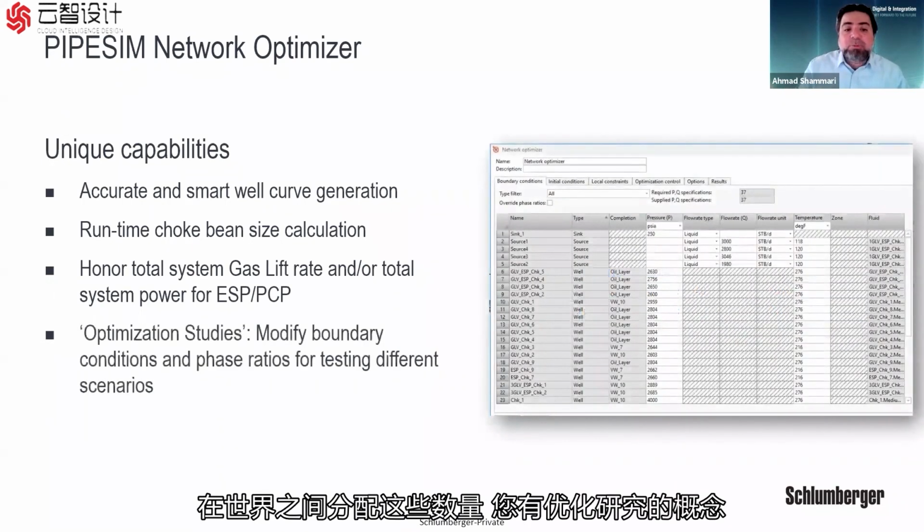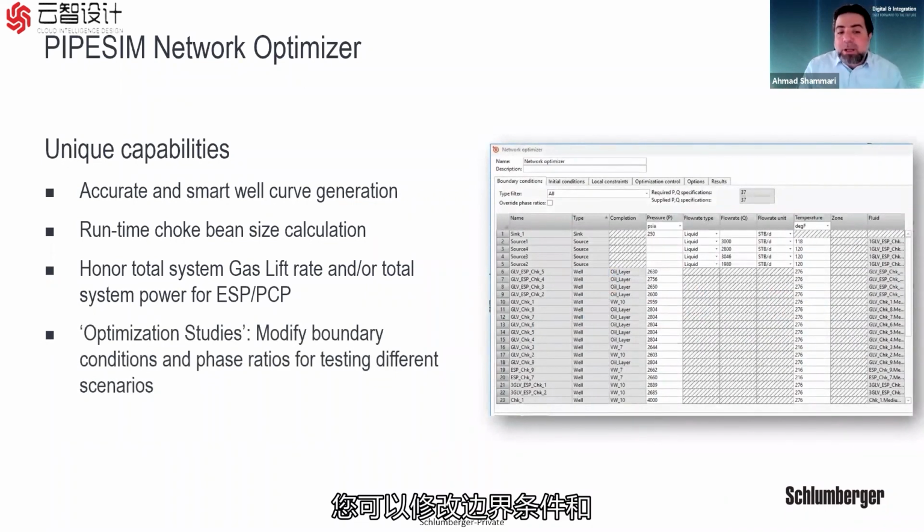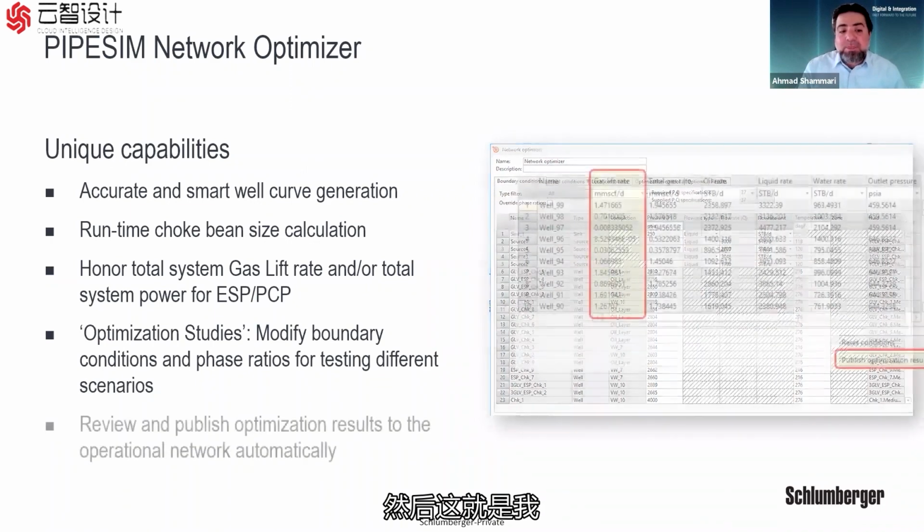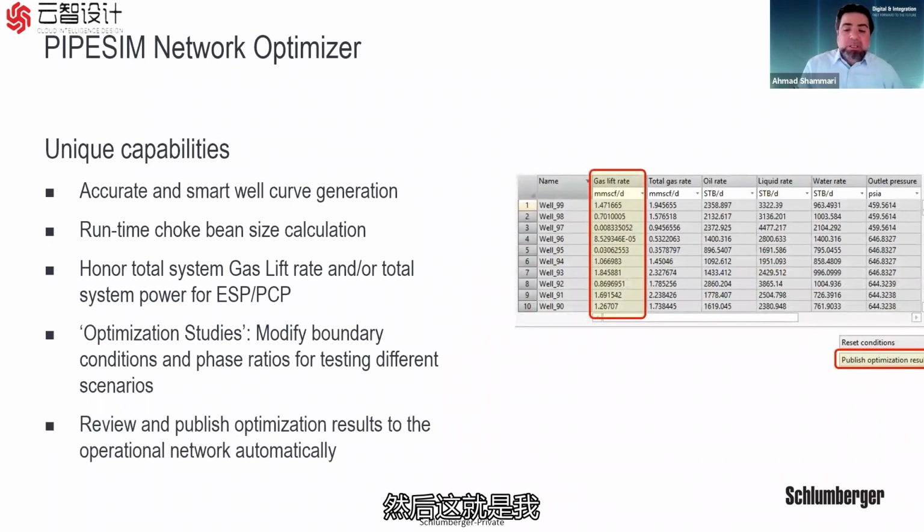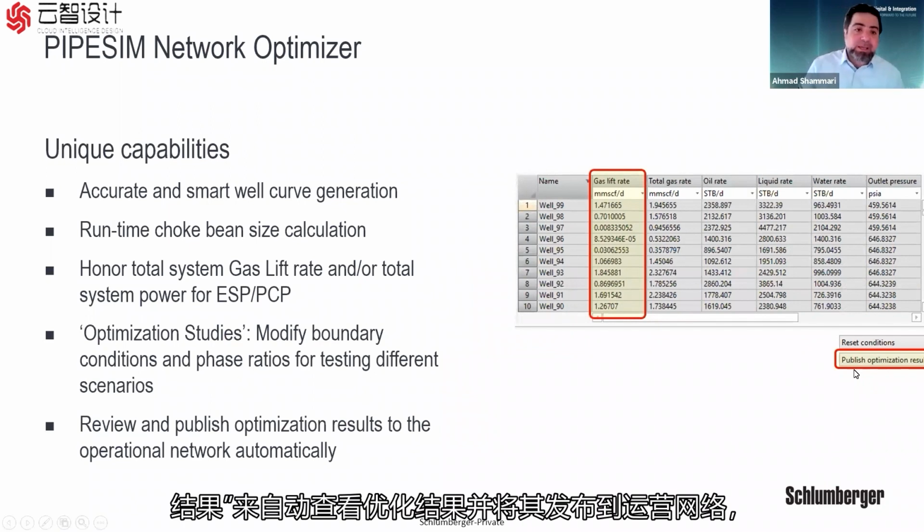You have the concept of optimization studies. You can modify boundary conditions and phase ratios for testing different scenarios. And then this is what I mentioned many times: review and publish the optimization results to the operational network automatically by clicking on publish optimization results back.